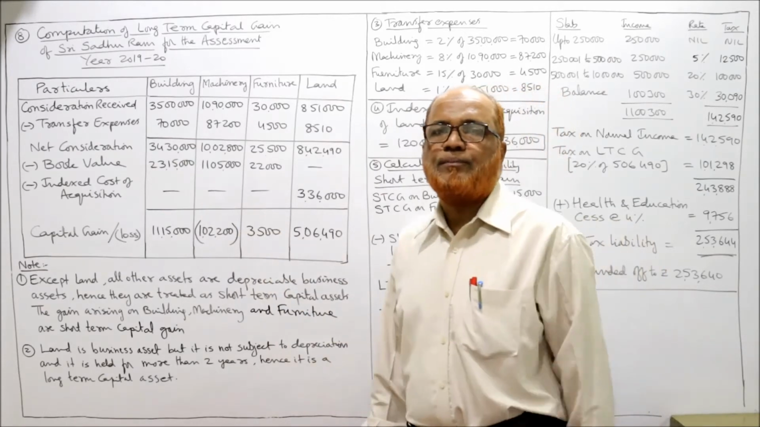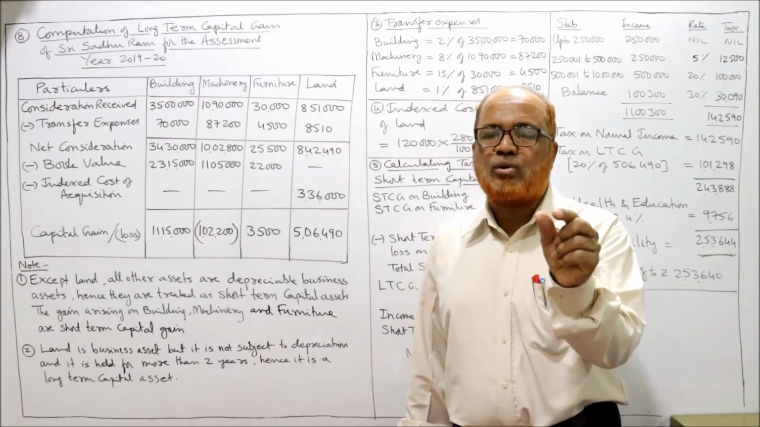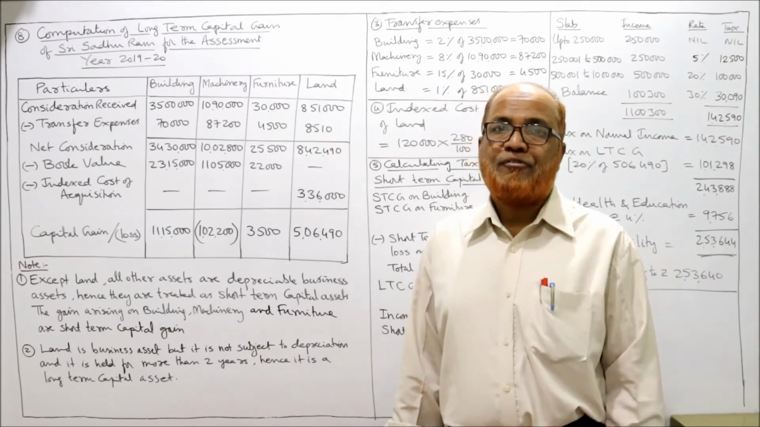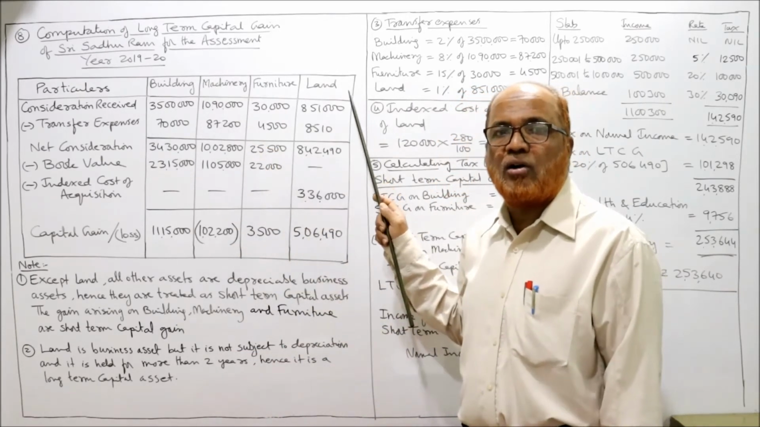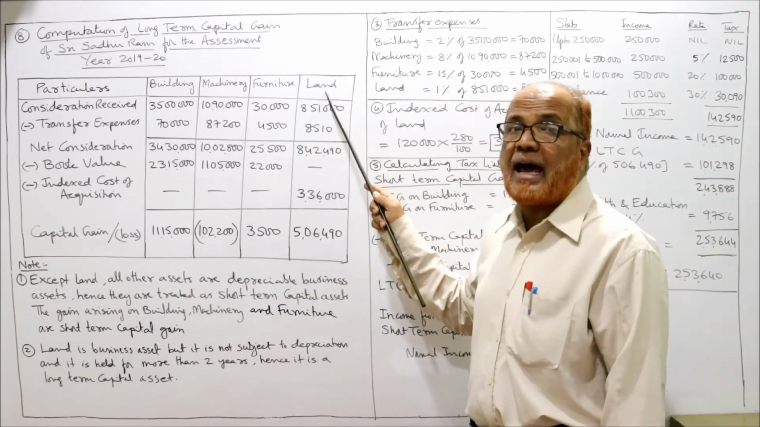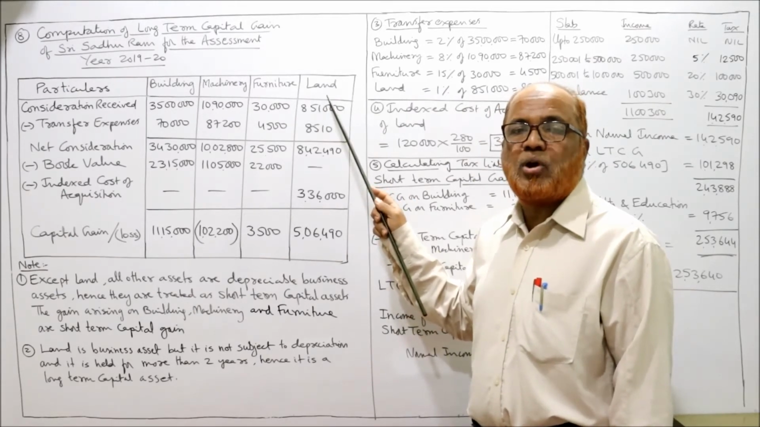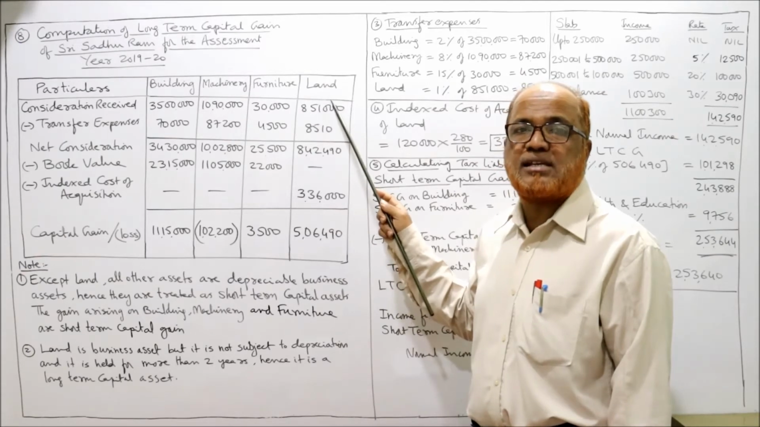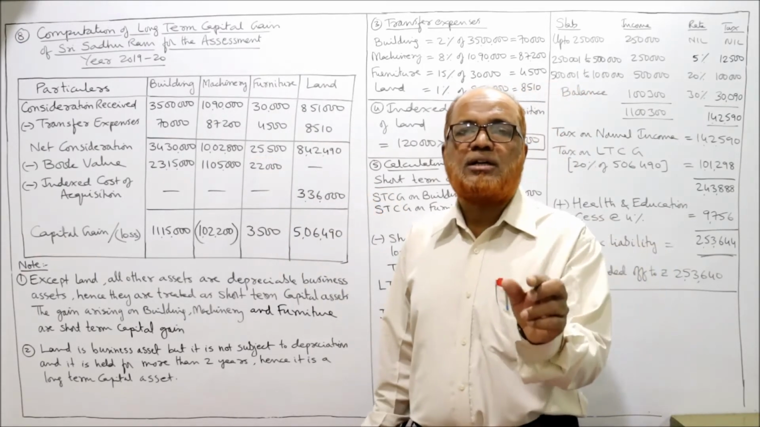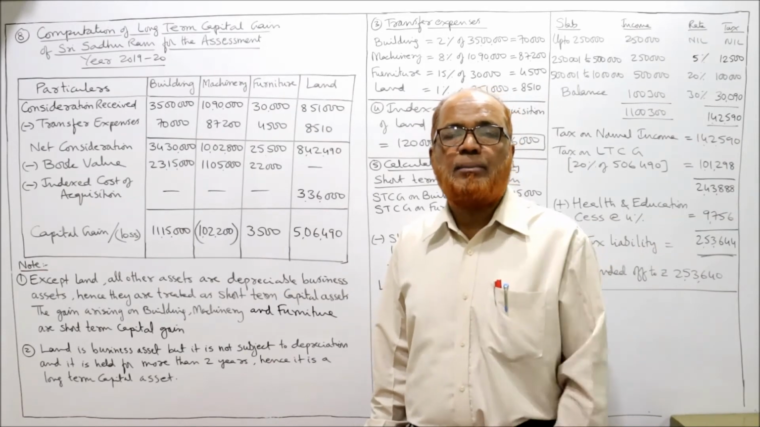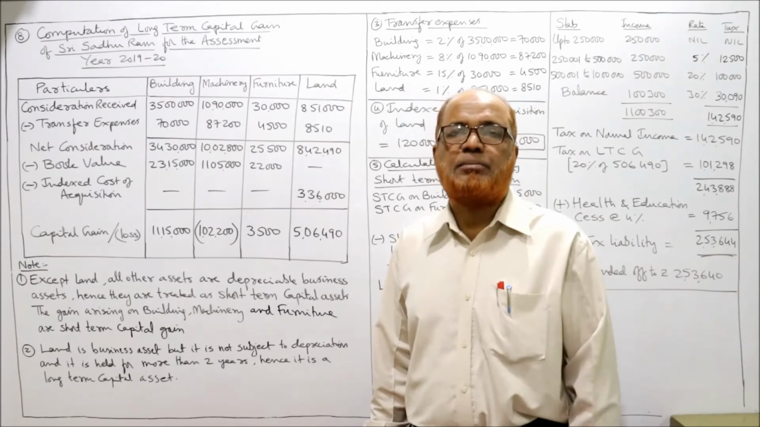From net consideration we have to subtract indexed cost of acquisition for a long-term capital asset. In these four assets, one is long-term. Which is the long-term? Land. The gain arising on land is long-term because it is a non-depreciable asset, whereas these three are short-term. When you calculate short-term, no indexing will be done. Index numbers will not be used for calculating short-term capital gain.